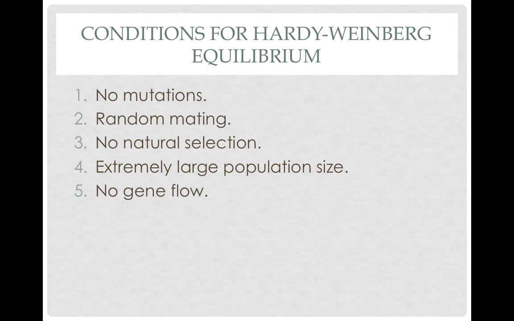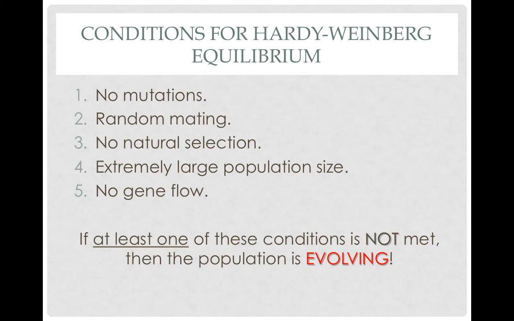So clearly, this is not always the case in populations. However, to get an idea of what's going on with alleles, we can use the Hardy-Weinberg equilibrium and equation to help us make some predictions. But in order to do that, we have to assume these 5 things are true. However, if at least one of these conditions is not met, then the population is said to be evolving, and we can't necessarily follow the Hardy-Weinberg principle.